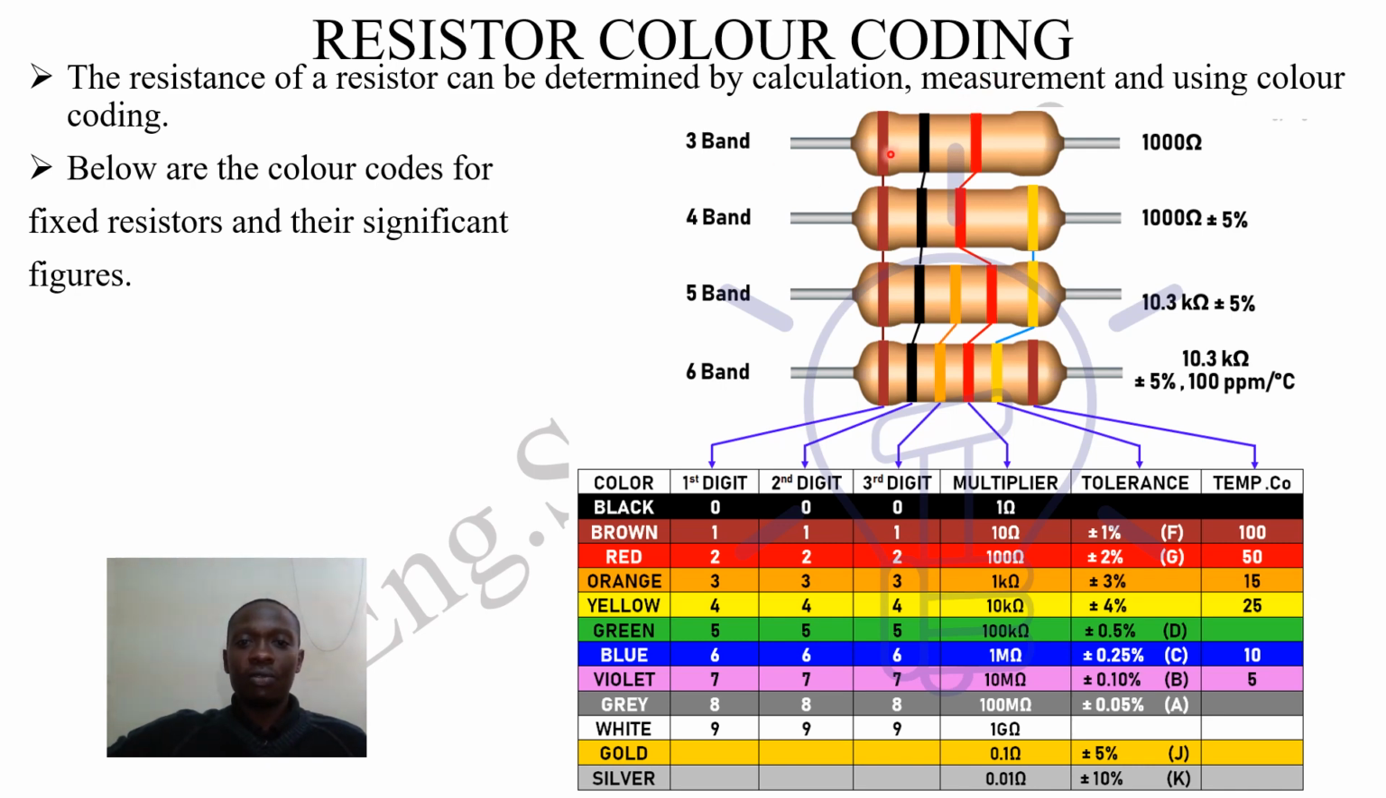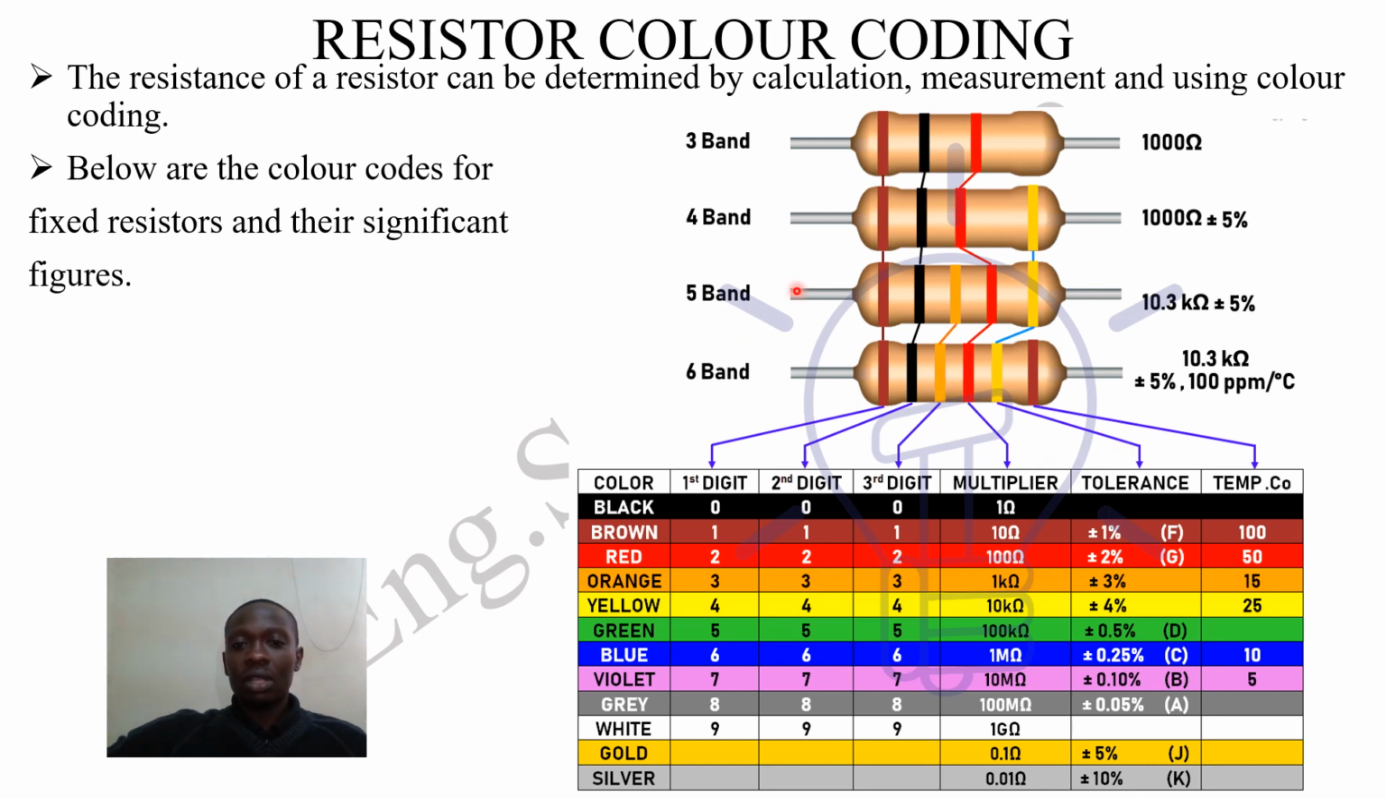We go to the 4-band resistor. For a 4-band resistor, you've got 4 colors. The first color represents the first digit, the second color represents the second digit, the third color represents the multiplier, but this time around it has a 4th color. The 4th color represents the tolerance. So if you have a 4-band resistor, just know the last color there, the 4th one, is representing the tolerance.